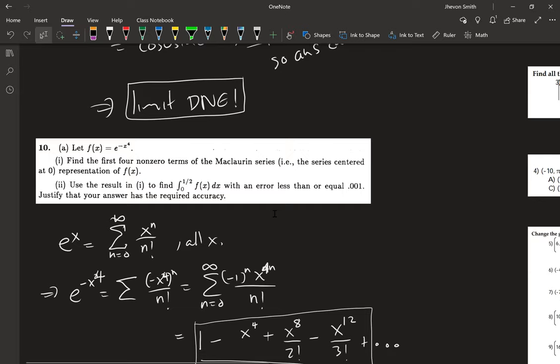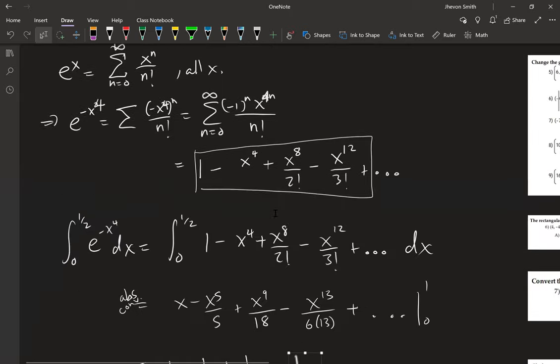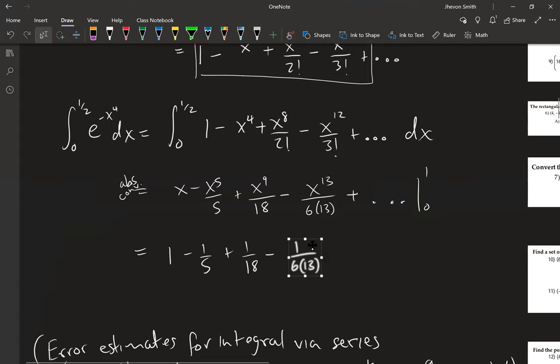And so they would just list a bunch of terms that will look like that. So we should keep going until we get something that's less than 1/1,000, which means we actually need a few more terms here. So the next one would have been x to the 16 over 4 factorial, and this would be x to the 17 over 17 times 4 factorial.